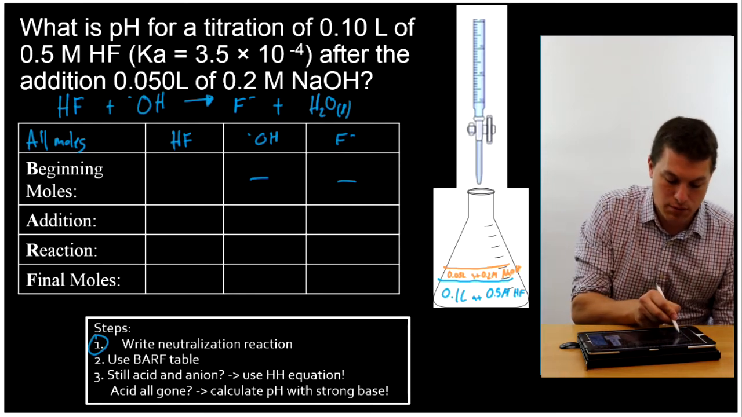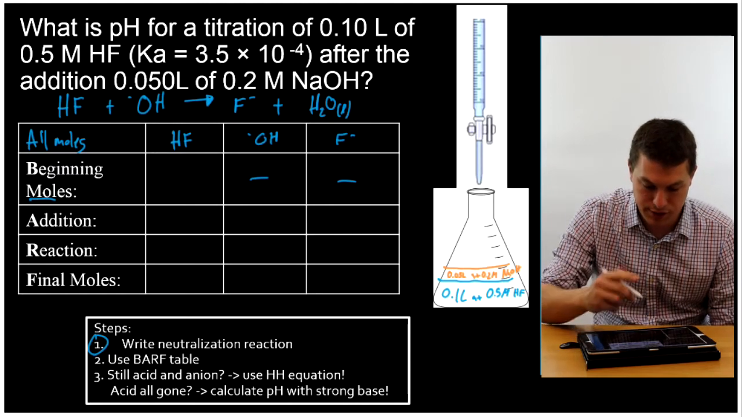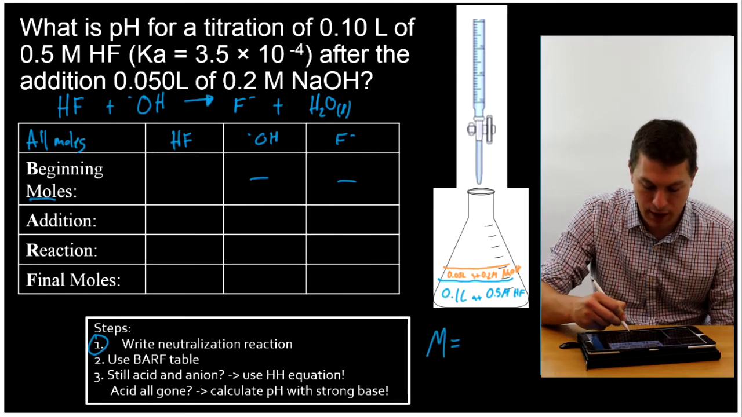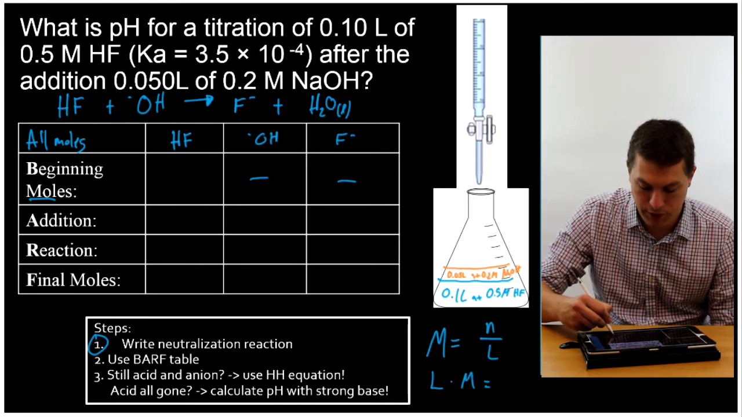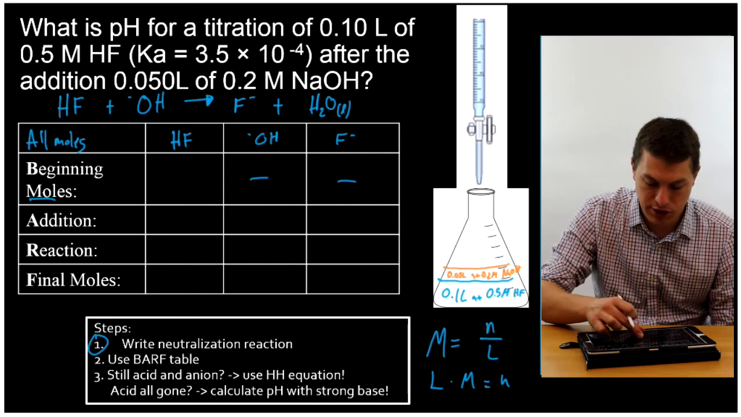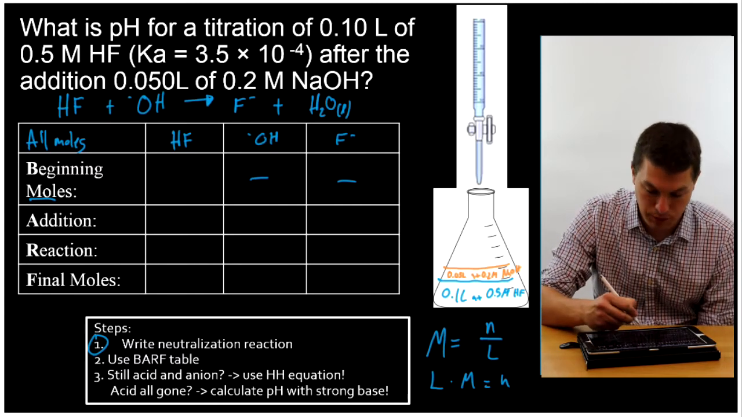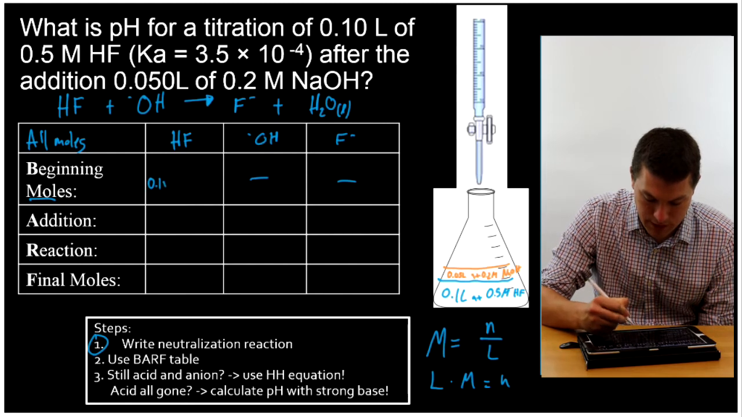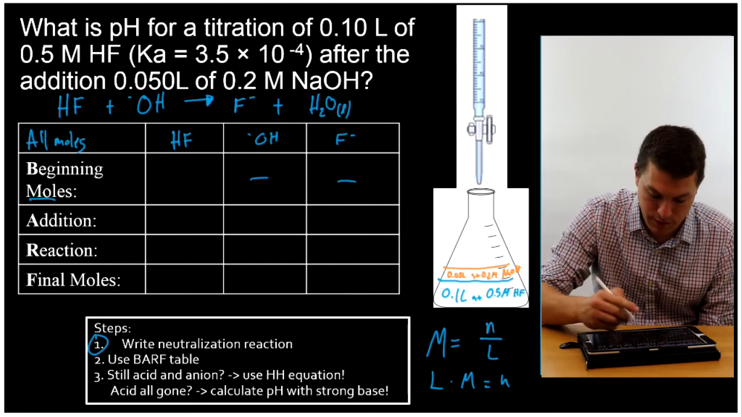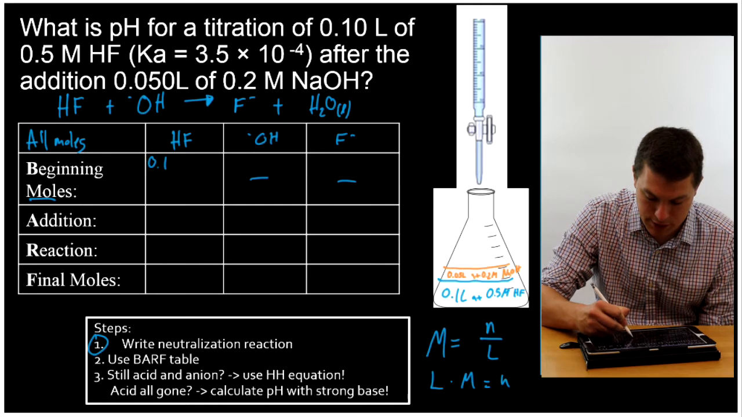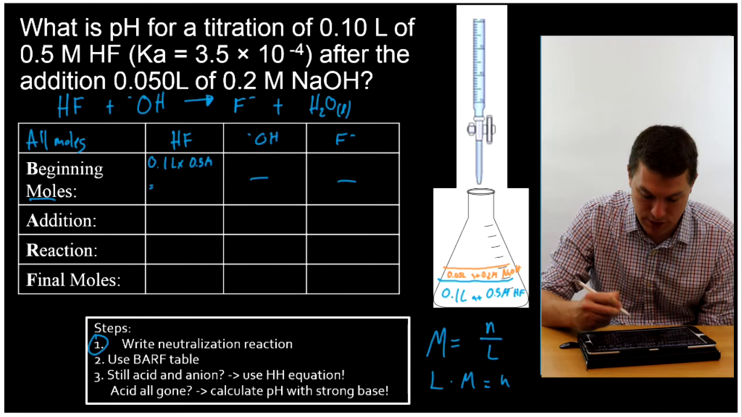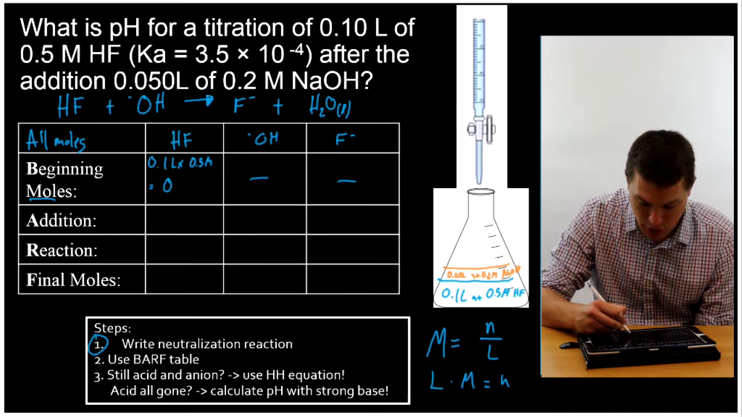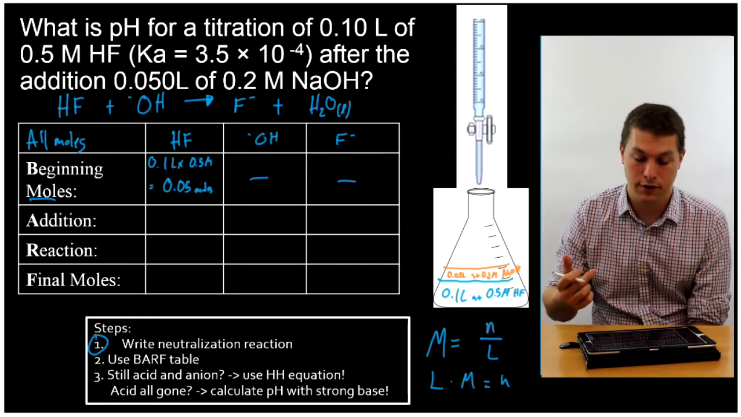And if I want to calculate the moles, then I have to use my molarity equation. So it's really important for BARF tables to keep in mind that molarity is equal to moles over liters. And that means if I want to go to moles, I need to multiply liters times molarity. So for HF, to get the beginning moles, I'm going to multiply 0.1 liters times 0.5 molarity. And that is going to give me moles, and it turns out that's 0.05 moles. I have no hydroxide or fluorine to start with.